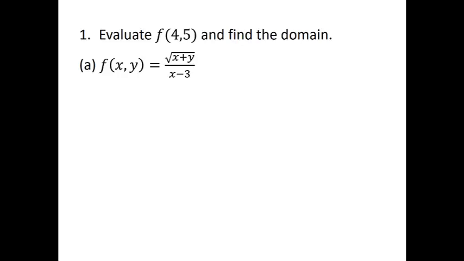Let's do some examples. Let's evaluate various functions at the point (4, 5) and find the domain. Starting with the function f of x, y equals the square root of x plus y, divided by x minus 3. To evaluate this function at the point (4, 5), we will simply replace every x with the number 4 and every variable y with the number 5. So we'll have the square root of 4 plus 5, divided by 4 minus 3. This will give us the square root of 9, or 3, divided by 1. So f of (4, 5) is 3.